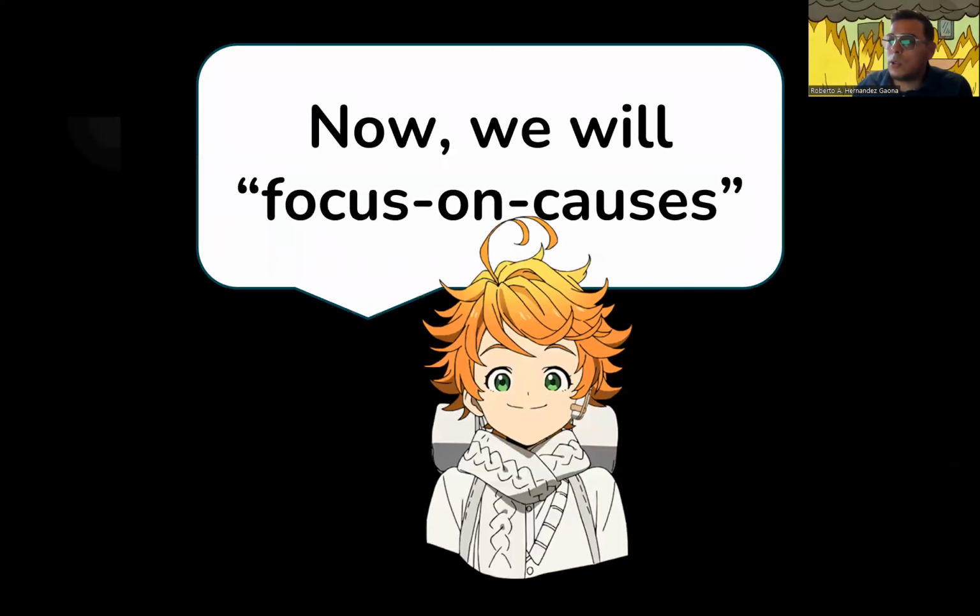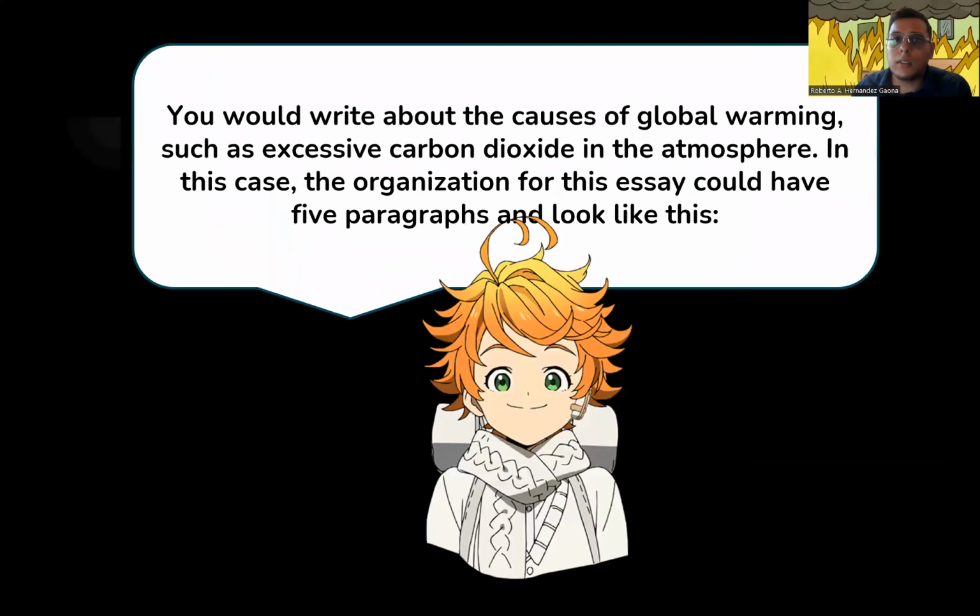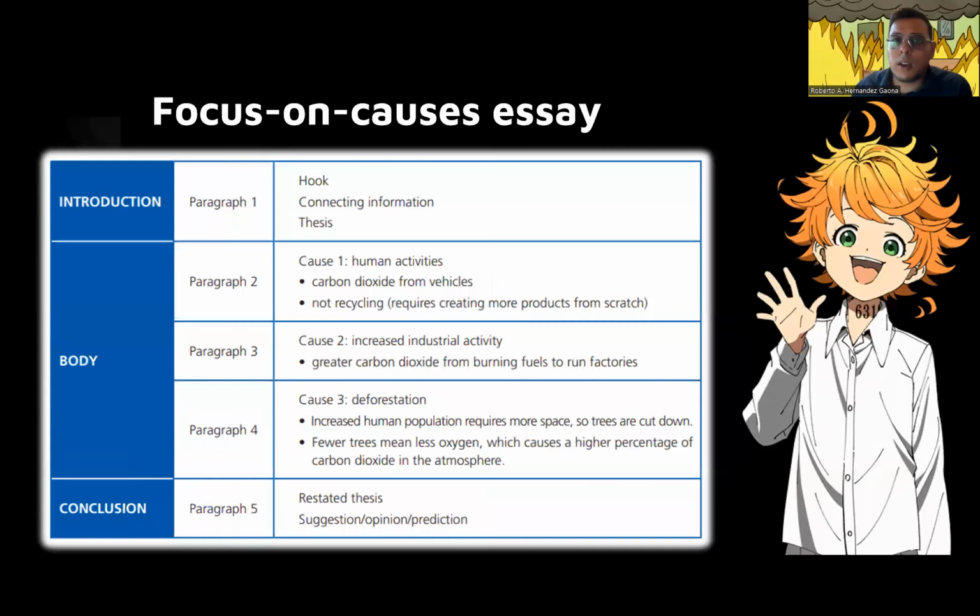All right, now we're going to go to the one that focuses on causes. In this case, we're going to write about the causes of global warming, such as excessive carbon dioxide in the atmosphere. And in this case, like I mentioned, we're going to focus on the causes. Now, if you can notice, the introduction and the conclusion do not change. They do not change one bit. We still have the hook, the connecting information, and thesis statement, which is restated in the conclusion. And obviously, we can add either a suggestion, opinion, or prediction, right?